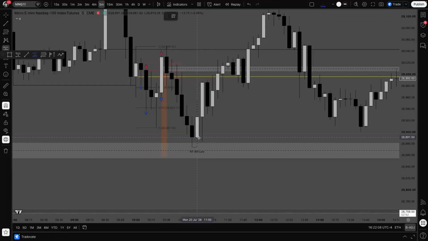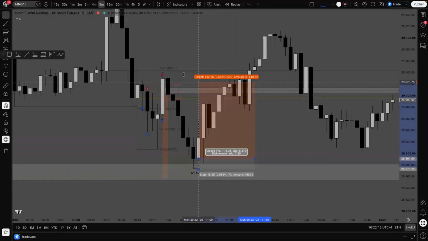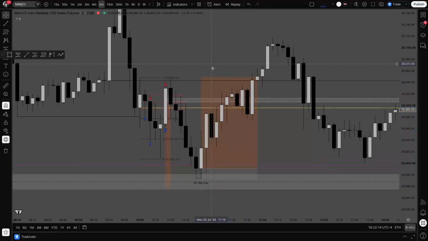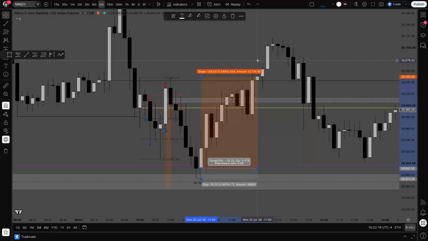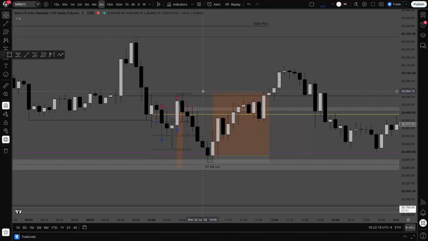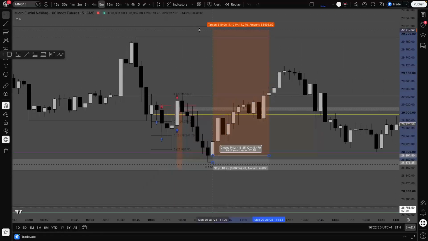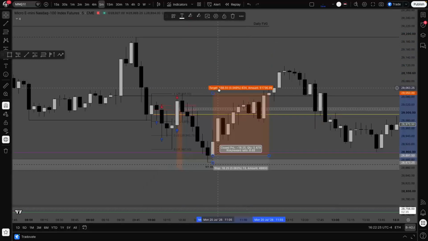Looking into longs here, stop loss right there, and then looking into either this high, which was 8.68 R, or actually even into this high or the daily fair value gap, which would have been insane, but to be honest, this one would have made the most sense in my opinion.